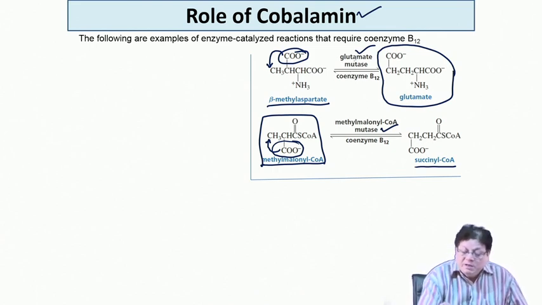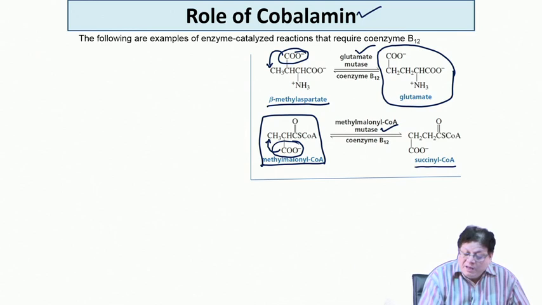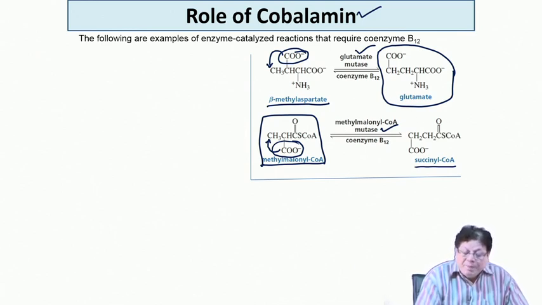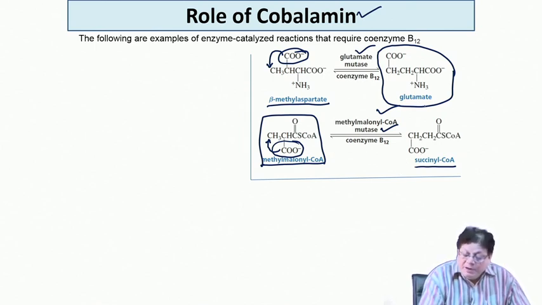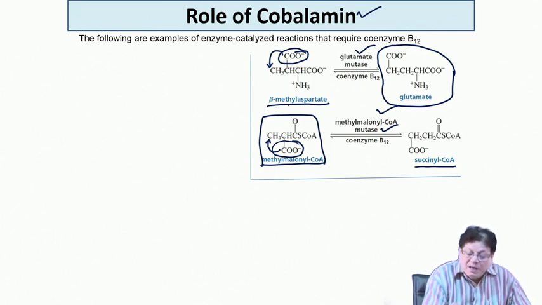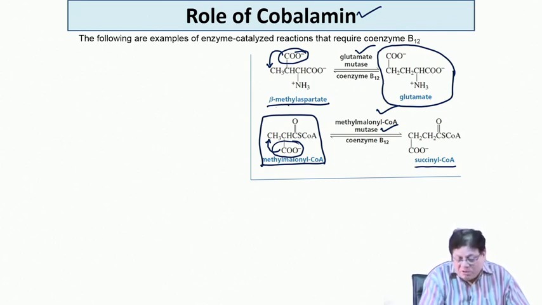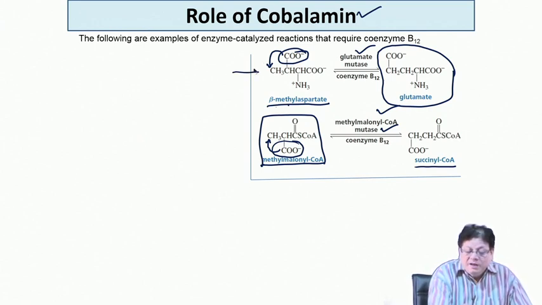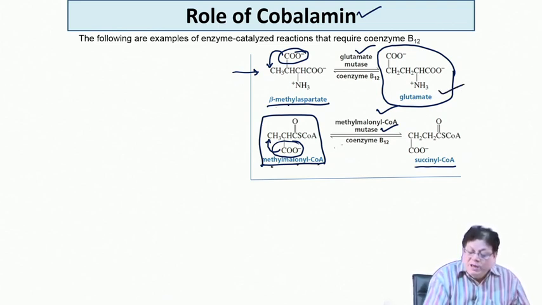The name of the enzymes are glutamate mutase, and this is methyl malonyl CoA mutase. Of course, if it is glutamate mutase, you can actually call it beta methyl aspartate mutase, because you are doing mutation on this and going to that. In the books that is what is written, but my feeling is that it is better that you call it beta methyl aspartate mutase, which gives you glutamate. This is methyl malonyl CoA mutase, which gives you succinyl CoA.